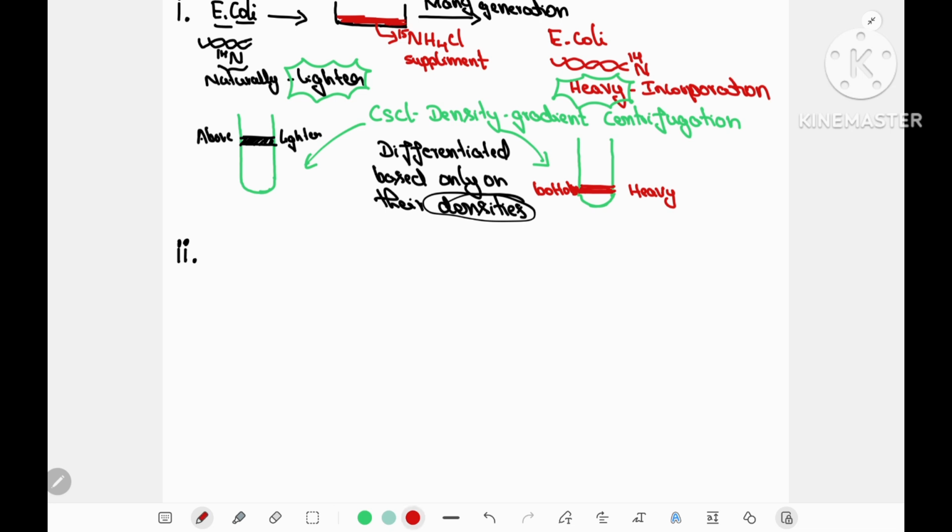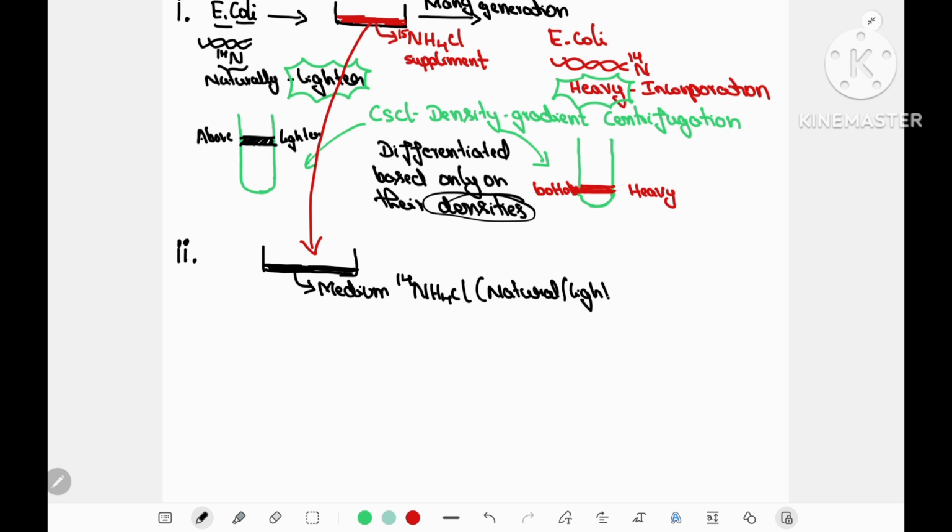In the second step, what they did is, the Escherichia coli bacteria was transferred onto a natural nitrogen containing medium. That is, here there was a supplement of ammonium chloride which is having N14, which is a natural isotope. Now, you have to remember, they did not allow it to grow for many generations. Here they allowed the DNA molecules to grow for a few generations, at definite intervals of time.